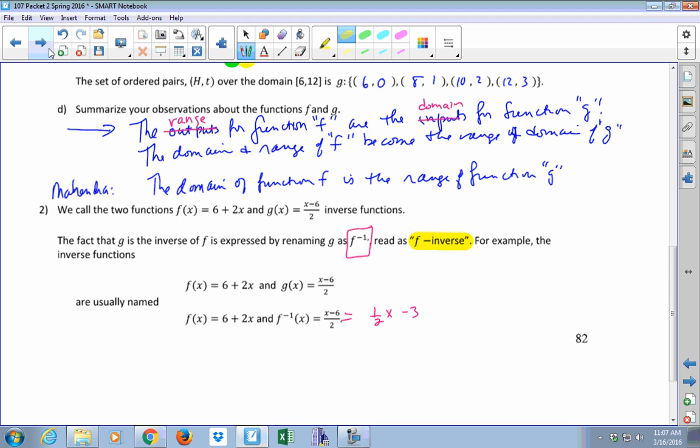Okay. Now, say half times x minus 6. Yep, you could say that's another way you could write it. Half times x minus 6. Yep, there's all types of ways.